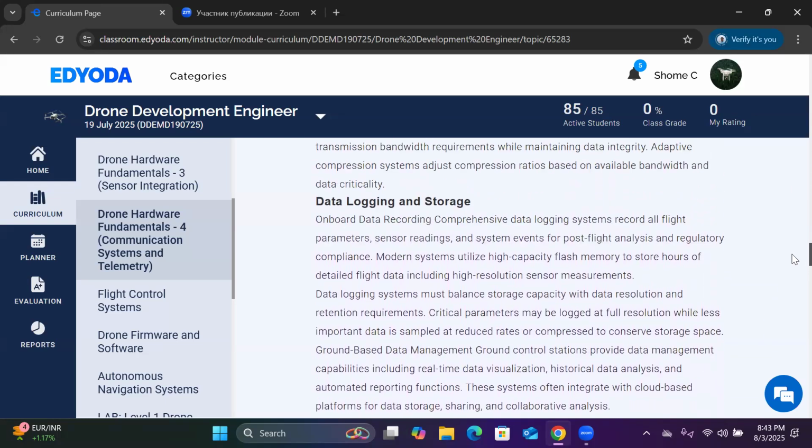Okay, data logging and storage. Onboard data recording and comprehensive data logging systems record all flight parameters, sensor readings, and system events for post-flight analysis and regulatory compliance. For defense, it is the DGCA compliance. Modern systems utilize high-capacity flash memory to store hours of detailed flight data, including high-resolution sensor measurements.